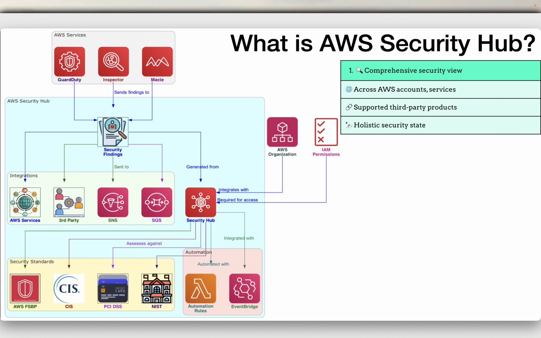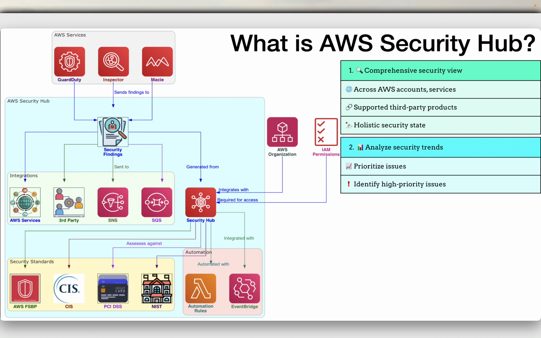AWS Security Hub collects security data from multiple AWS accounts, AWS services, and supported third-party products, providing you with a holistic view of your security state in AWS. With the collected security data, Security Hub helps you analyze your security trends and identify the highest priority security issues that require immediate attention.